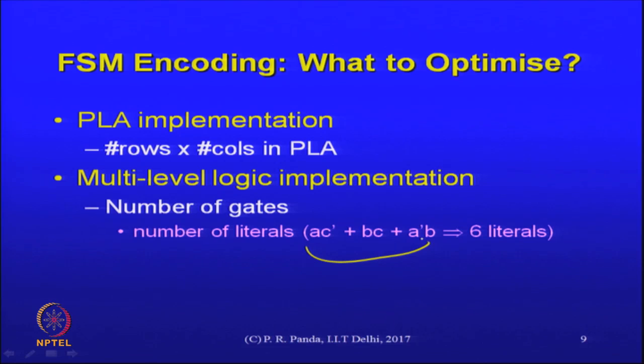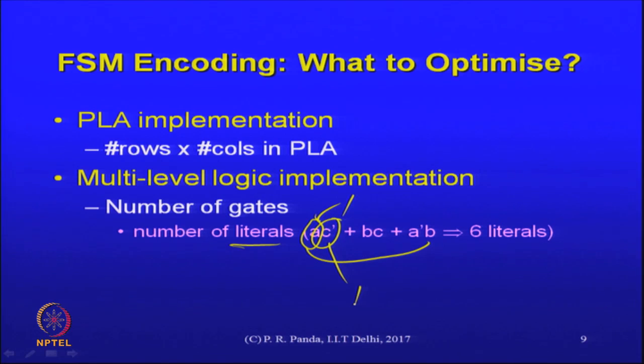So, given an expression, we can do something to estimate its complexity that would translate to an area number ultimately. The measure that is often used is called literals. Literal refers to the presence or absence of a variable in an expression. If A is present, then I count once. If C prime is present, then too I count once.